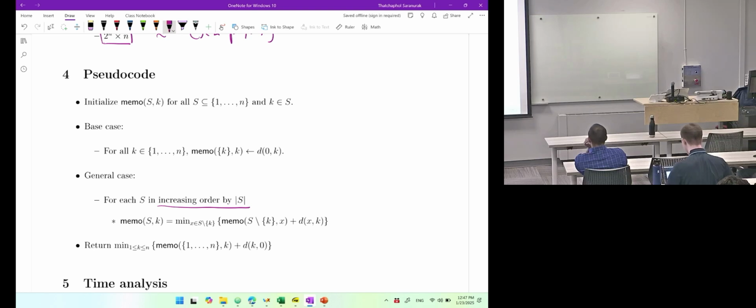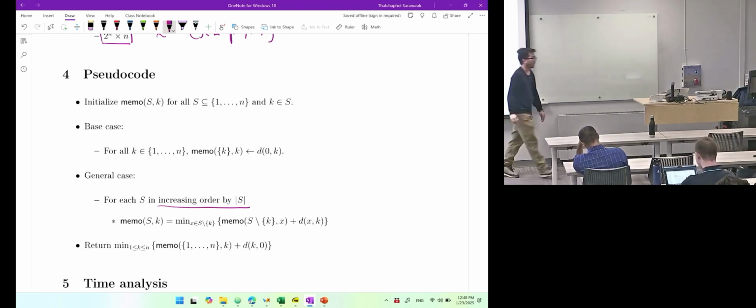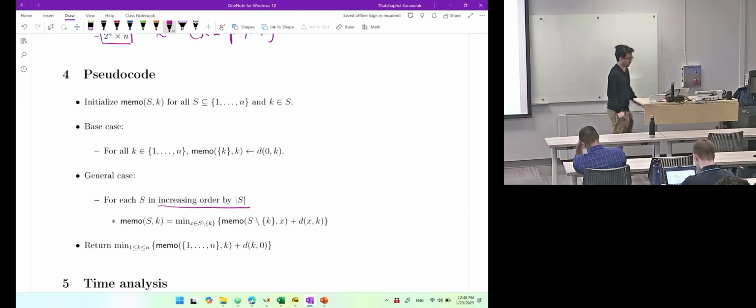Okay, and you just fill in this table using the recurrence we have, and at the end we know this value, and the min cycle, the minimum Hamiltonian cycle, is just what we discussed here from the beginning. Okay. Good.